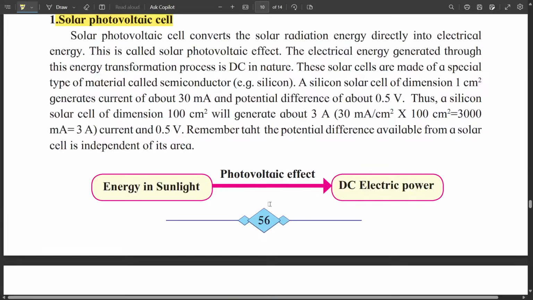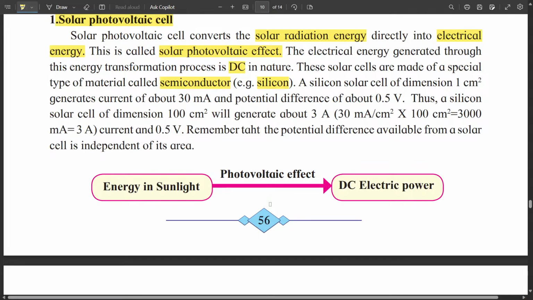Solar photovoltaic cells can convert solar radiation energy directly into electrical energy. This is called the solar photovoltaic effect. The electrical energy generated through this energy transformation process is DC in nature. DC is direct current. The solar cells are made up of a special type of material called semiconductor, for example silicon.